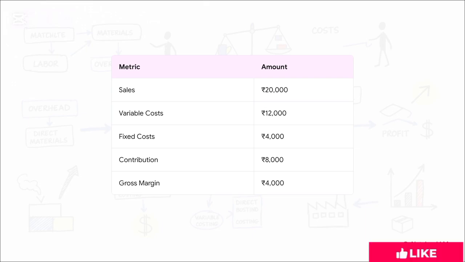But the gross margin subtracts all costs, both variable and fixed. That leaves us with just 4,000 rupees. It is the exact same business, the exact same box of pens, but a dramatically different story about profitability depending on the lens you use.